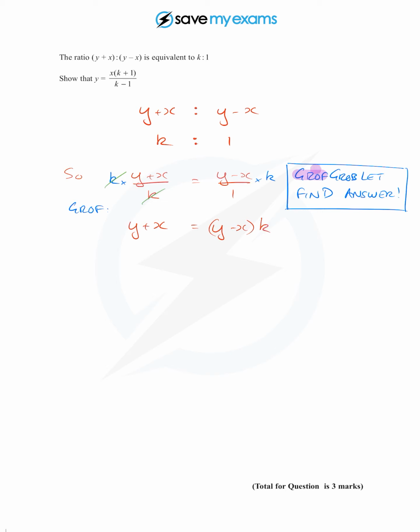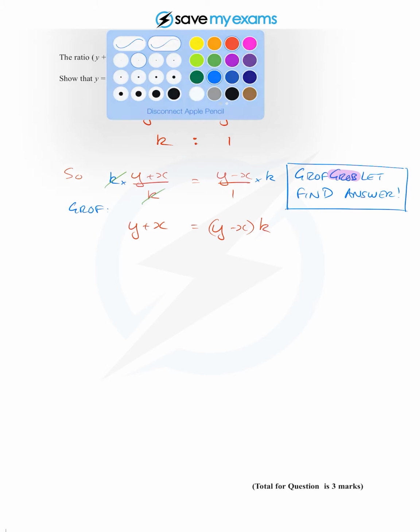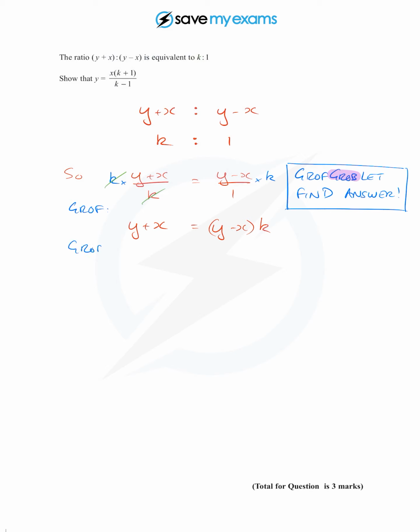Right, so if GROF stands for get rid of fractions, what does GROB stand for? Well, clearly, that's going to stand for get rid of brackets, which we do on the right-hand side by multiplying the k by the minus x and the k by the y. Anything outside the bracket by anything inside the bracket. So y plus x is equal to, well, let's do k times y, and then k times minus x is minus kx. Good. So far, so good, anyway.